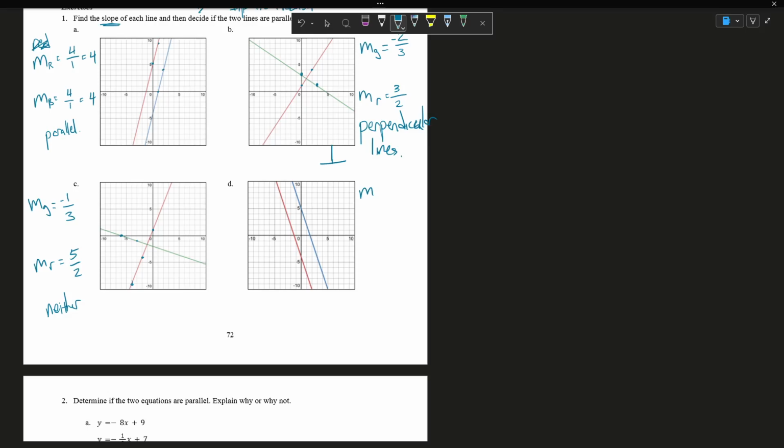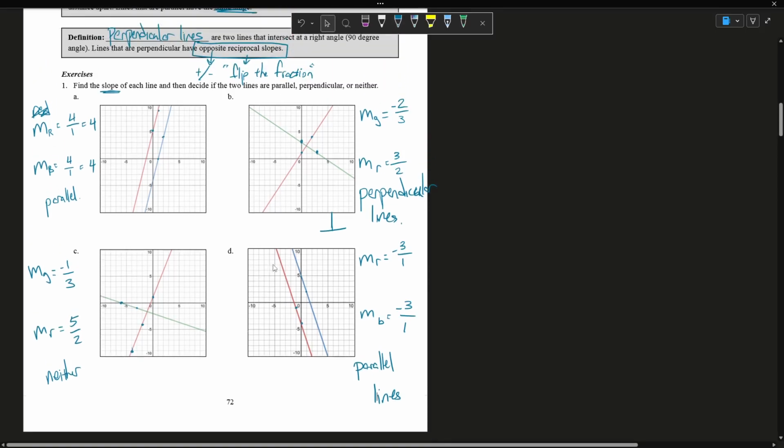Next up over here, m red. We have change in y. Finding our 2 points, this point and this point, I see I go down 3 over 1. Negative 3 over 1. And m blue becomes this one and over here. Down 3 over 1. So these are also parallel. Hopefully you're starting to get what these are.